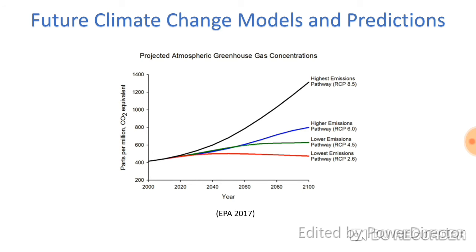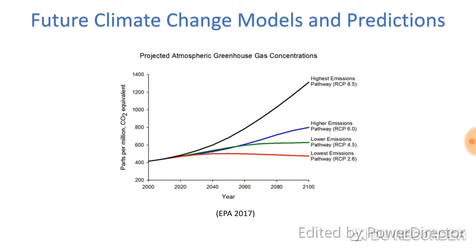Another organisation that predicts future climate change is the EPA from the United States, which has its own climate predictions for the future. This graph goes up to the year 2100. These predictions suggest the different routes that emissions could take in the future and how this will affect the climate.